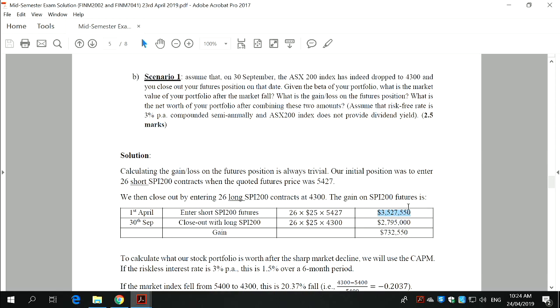That was the price you shorted back on the 1st of April. Now, 6 months later, you need to close out your contract. How do you close out your short position? Doing the opposite, right? You go long. So the way you close out your short is by going long. So you're going to long SPY 200. At what price?